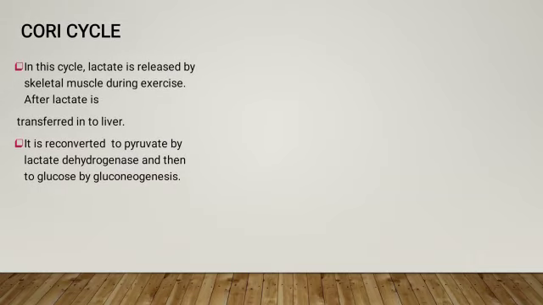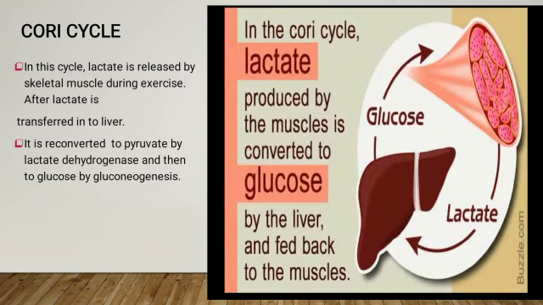After this, what is the Cori cycle? In this cycle, lactate is released by skeletal muscle during exercise. After lactate is transferred into the liver, it is reconverted to pyruvate by lactate dehydrogenase and to glucose by gluconeogenesis. As you see in the diagram, in the Cori cycle, lactate produced by muscle is converted to glucose by the liver and fed back to the muscles.